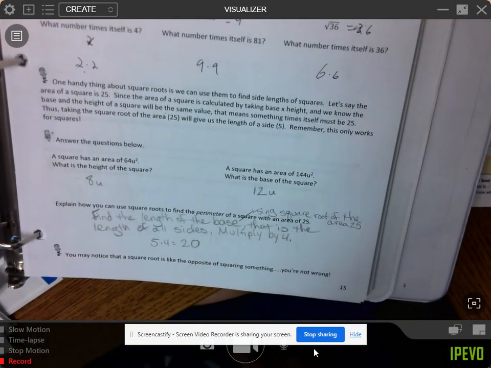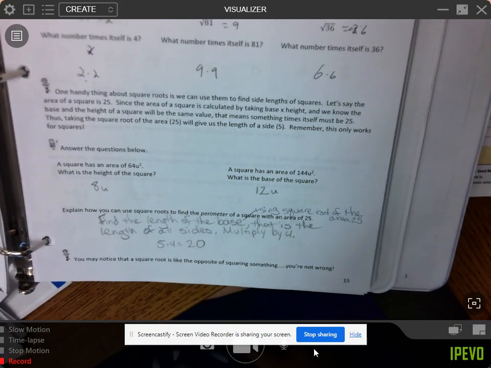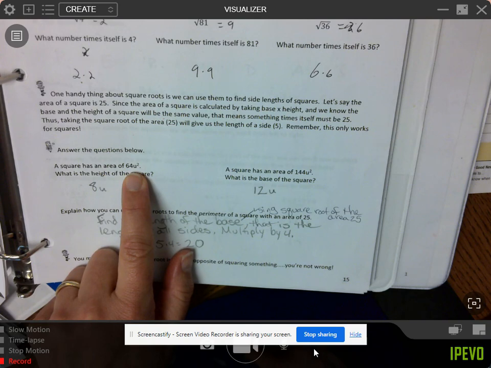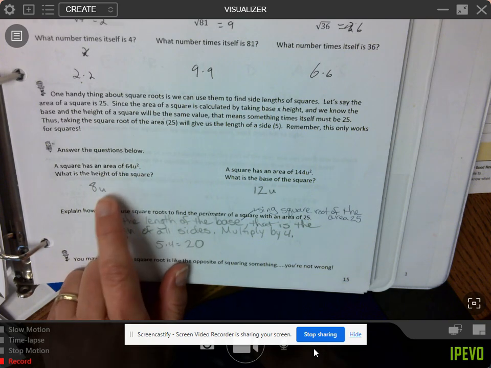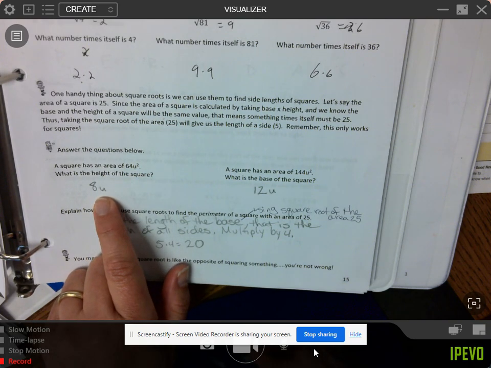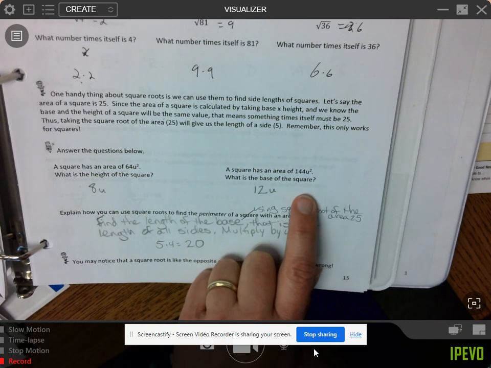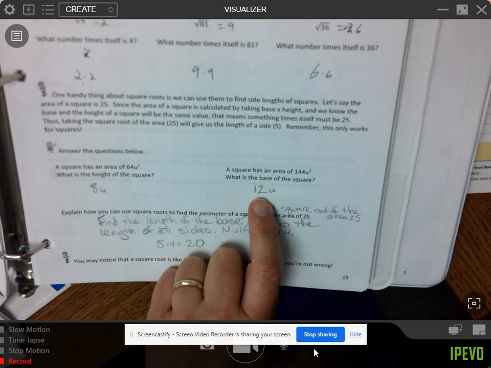On the bottom, if a square has an area of 64, we find the square root to find its side measurement, which would be 8. If it's 144, we find the square root for the side, which would be 12.